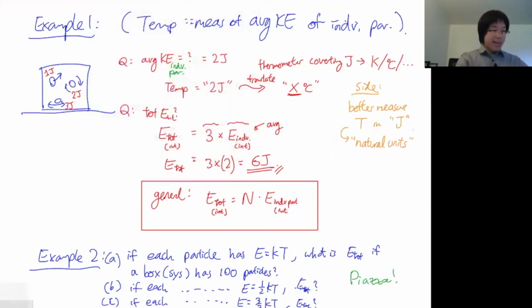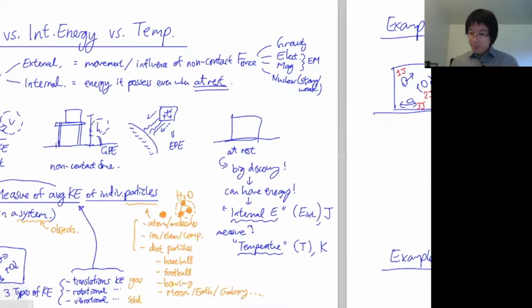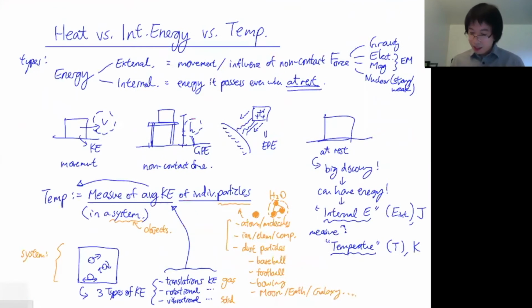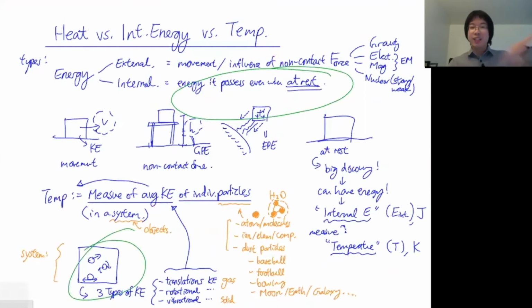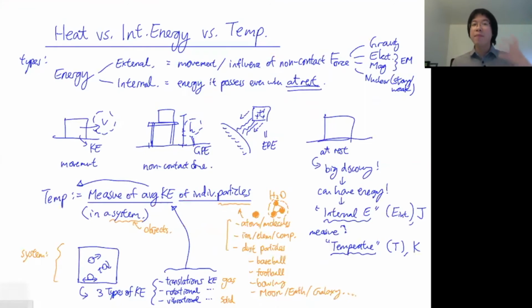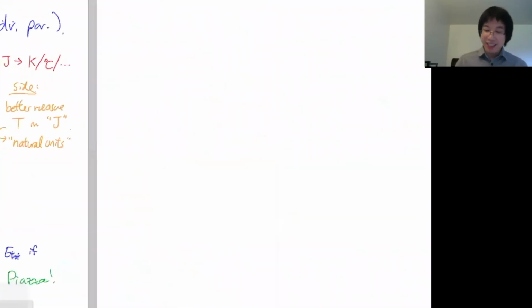So now, finally, we understand what internal energy is and what temperature is. Internal energy, I just talked about right over here. It's basically the energy that something has when it's at rest. As you can see from the word internal, all the kinetic energy is inside. It doesn't cause external movement. We talked about what temperature is. It's a way to measure internal energy.